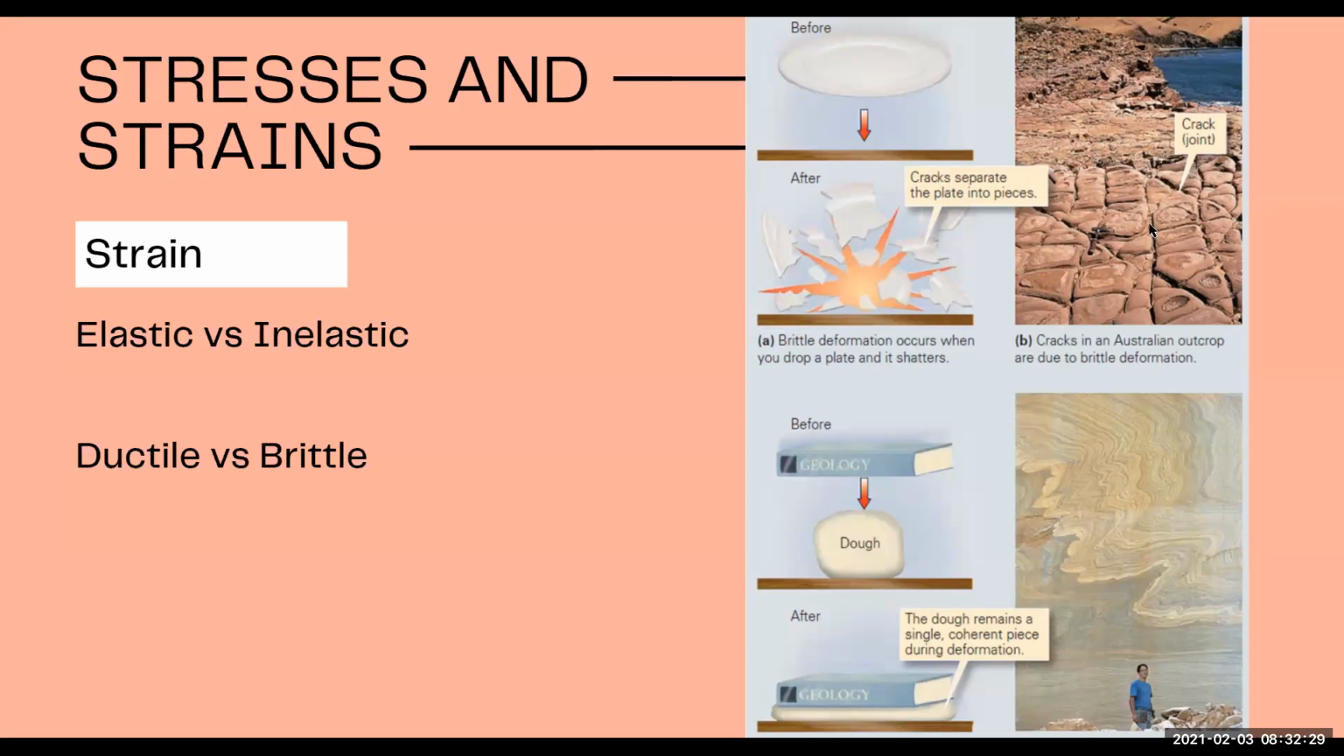Pag sinabi nating brittle, yung deformation na mag-occur, nagka-fragment siya or it separates into distinct fragments. Nagkakaroon siya ng mga distinct na cracks or mga fissures or joints. Yun yung brittle na deformation. Okay, so yun yung pinakaiba ng dalawa, ductile versus brittle.